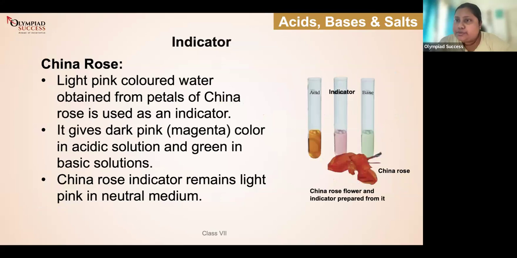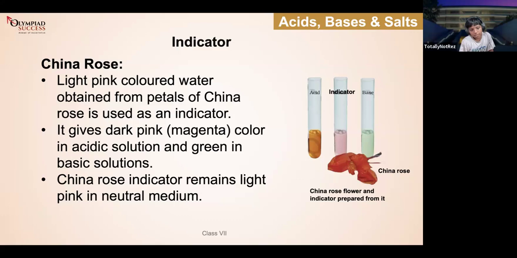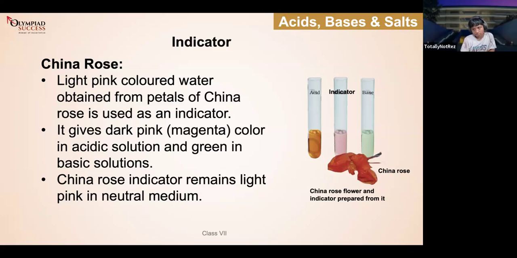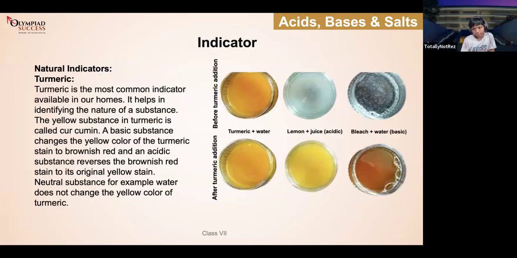Moving on to China rose. How does it work? It gives a magenta color in acidic solutions and green in basic solutions.